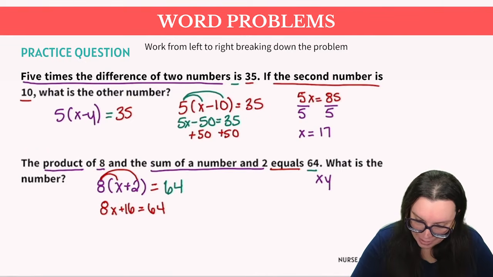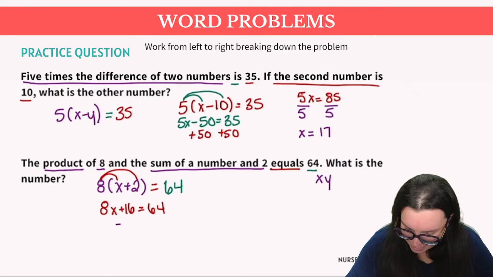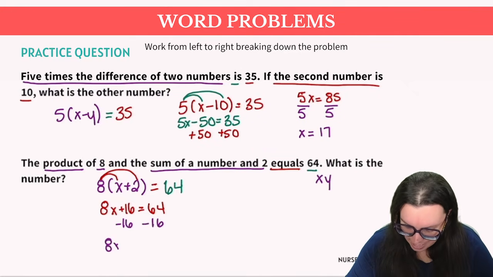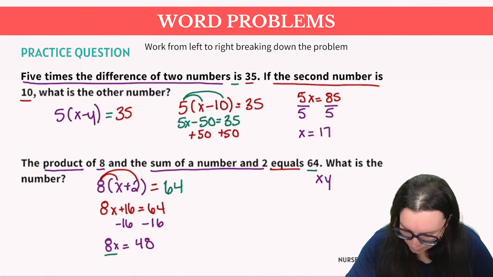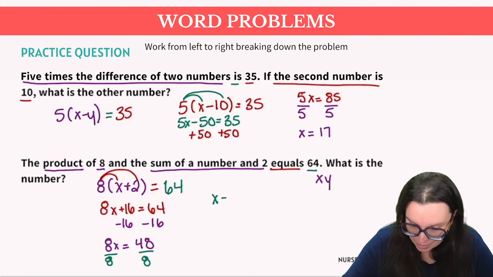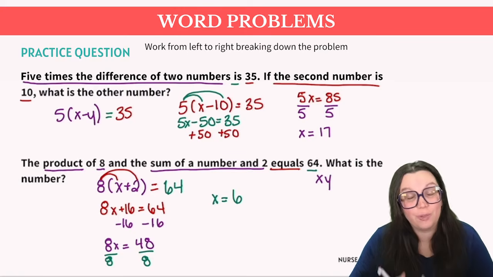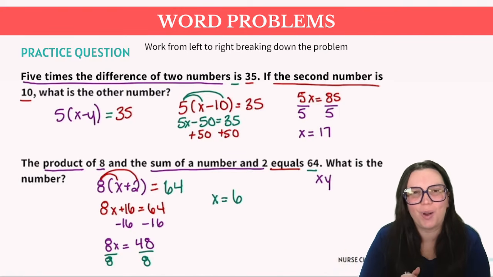Now we need to start isolating our x, right? So we're going to subtract 16 from both sides. That's going to give us 8x is equal to 48. And then we are going to divide both sides by 8 to isolate our x. So x is going to be equal to 6, which is the answer to our word problem.